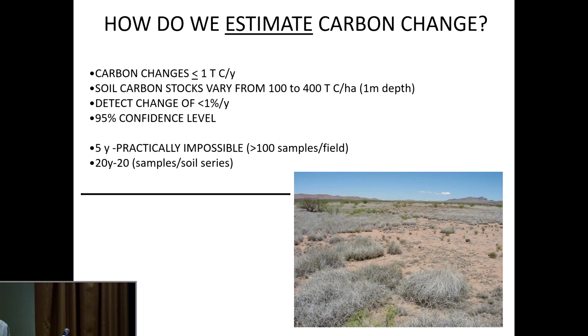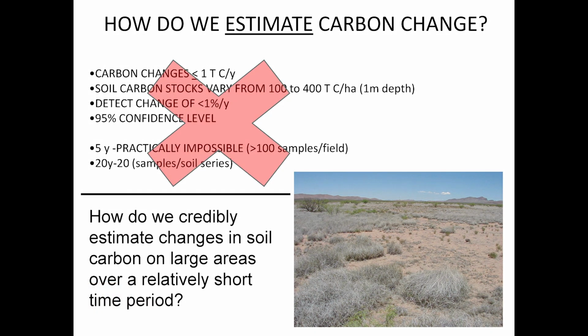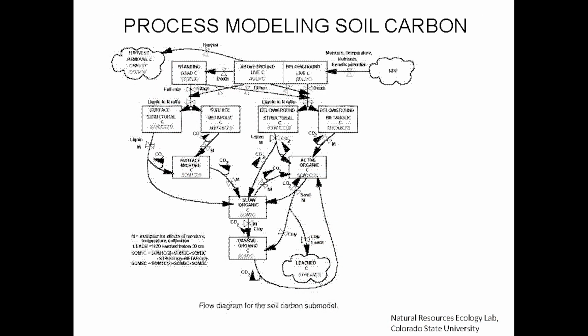20-year, we're going to need 20 samples per soil series and field. Not going to happen. So how do we credibly estimate changes in soil carbon on large areas over a relatively short period of time? We go to process modeling.